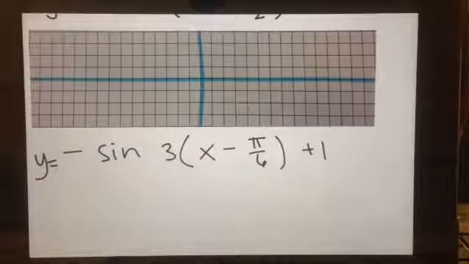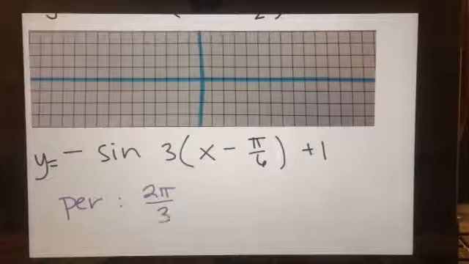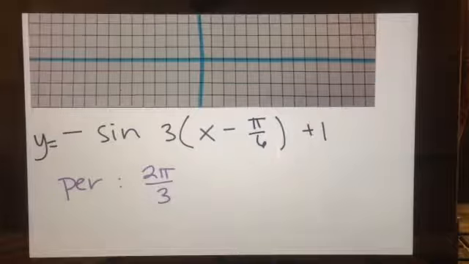So the period normally is 2 pi. It's going to be divided by 3. So the period is going to be 2 pi divided by 3, or 2 pi thirds. The amplitude is just 1.